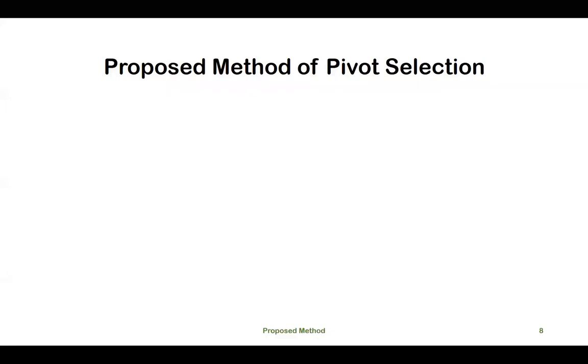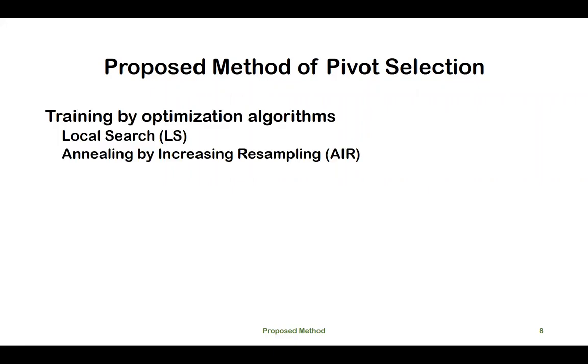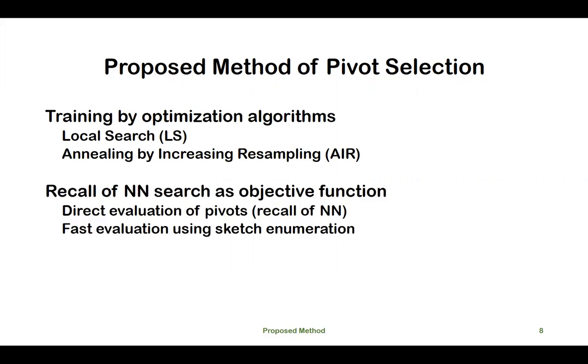I will explain the pivot selection method we propose in a little more detail. Pivots are selected using training by optimization algorithms. We use local search and simulated annealing. For simulated annealing, we use AIR, developed by us. The recall of the nearest neighbor search is used as the objective function. It is efficiently evaluated based on the fast filtering by sketch enumeration.